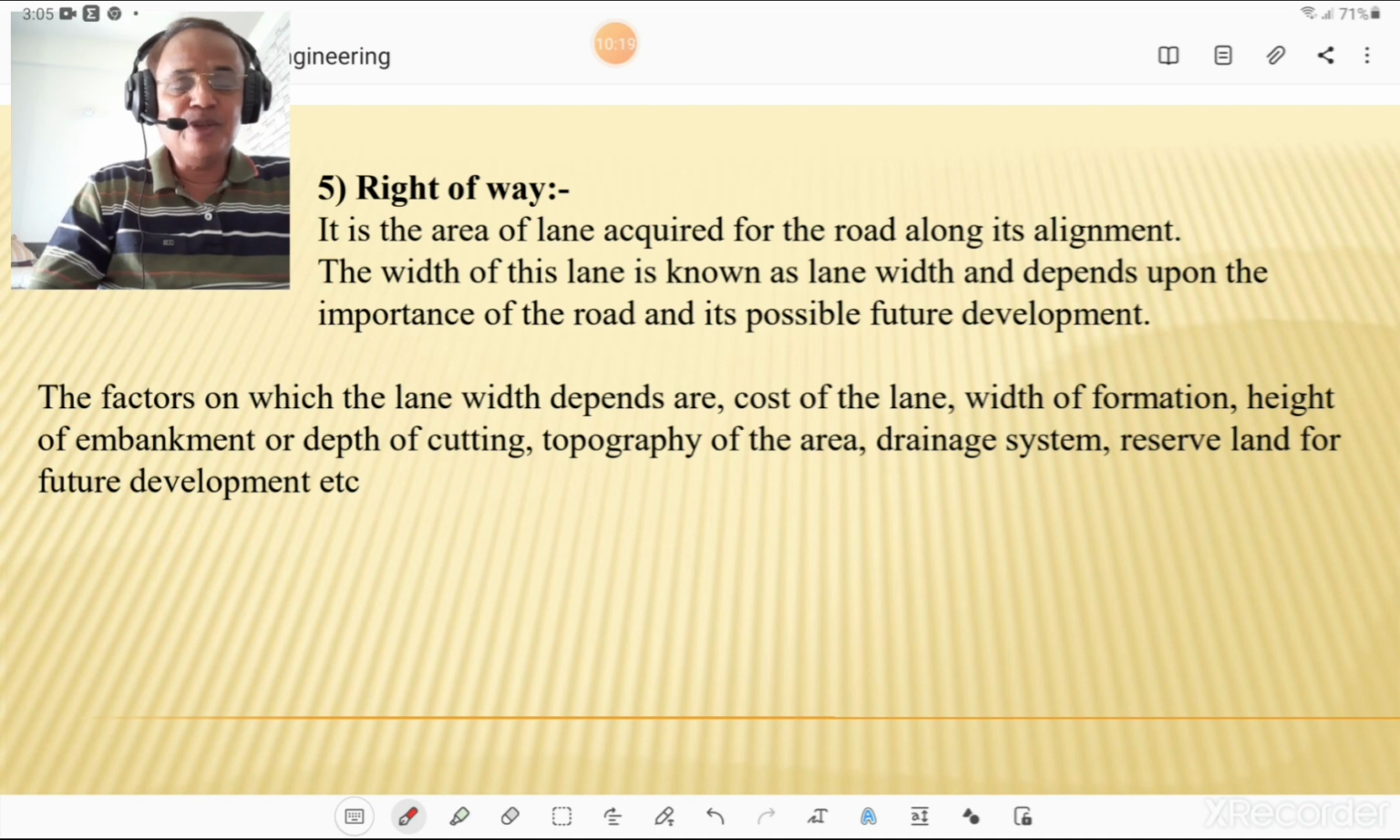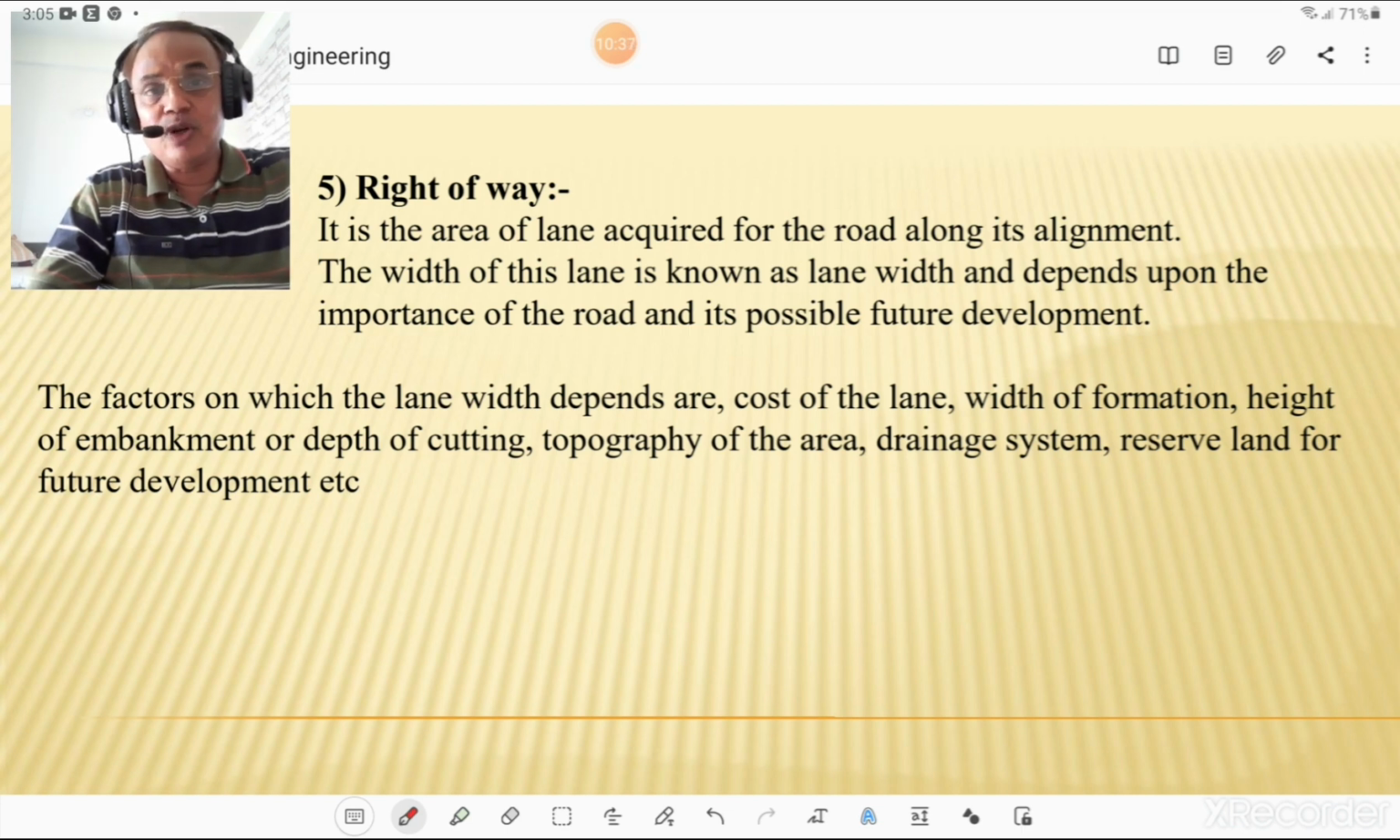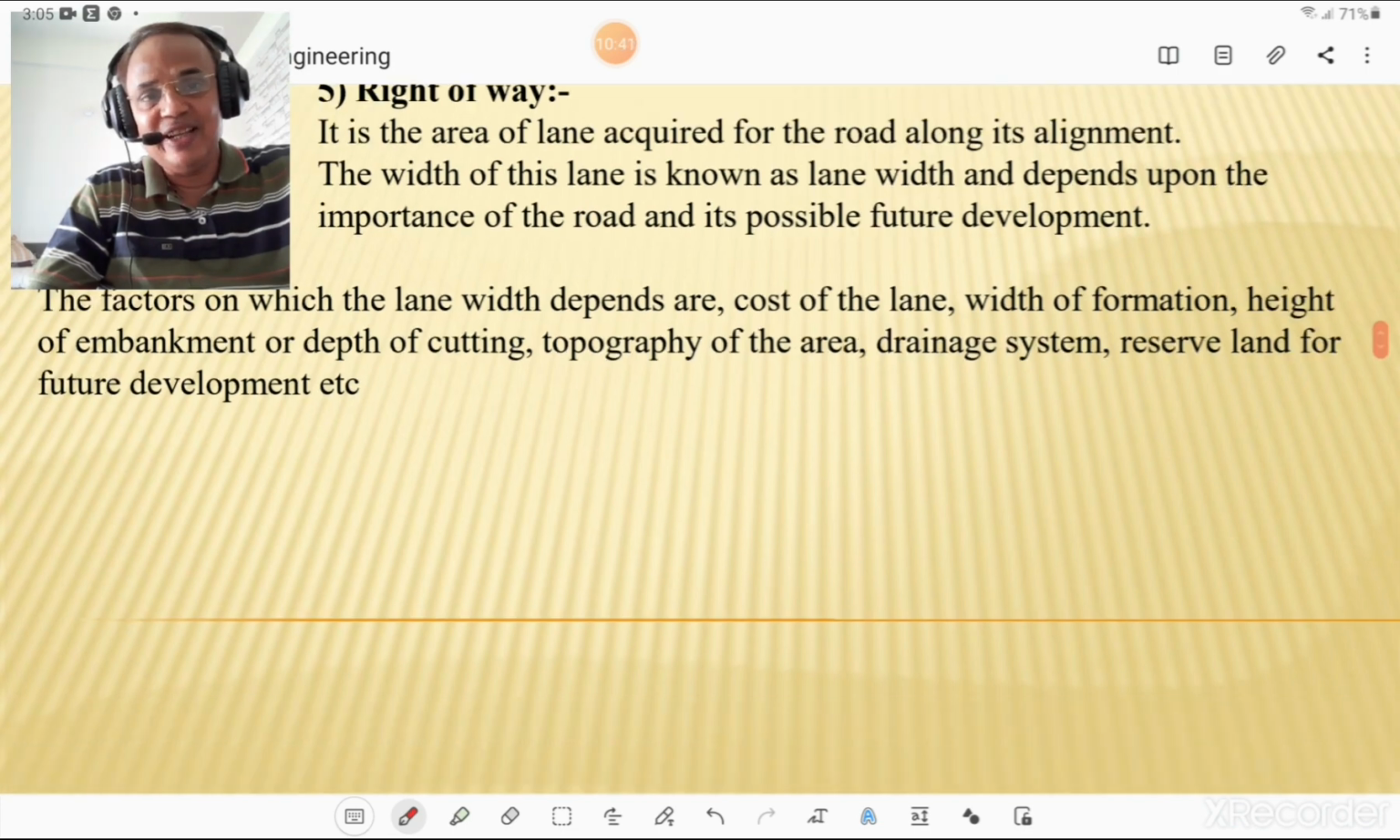The factors on which the land width depends are the cost of land, width of formation, height of embankment and depth of cutting, topography of the area, drainage system, and reserve land for further development. So the right of way is decided considering the future growth also. That is very important because in future the cost of land acquisition is going to be very high.